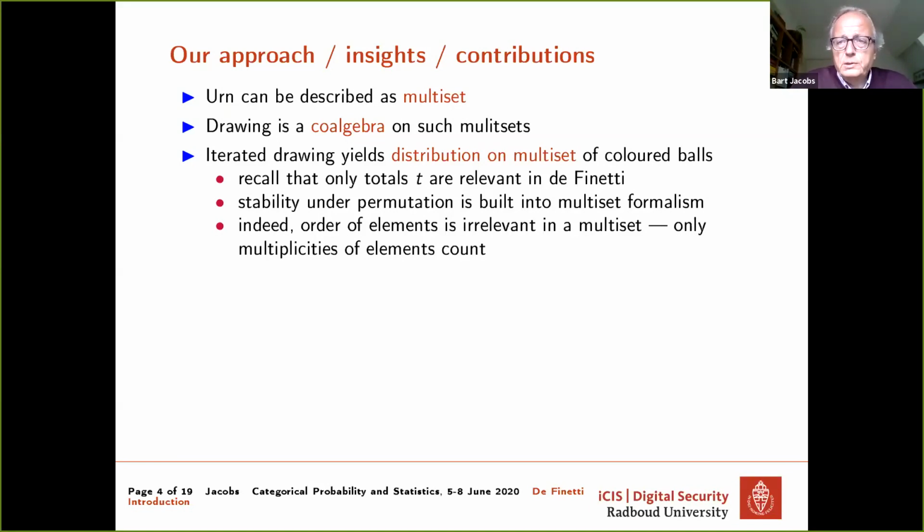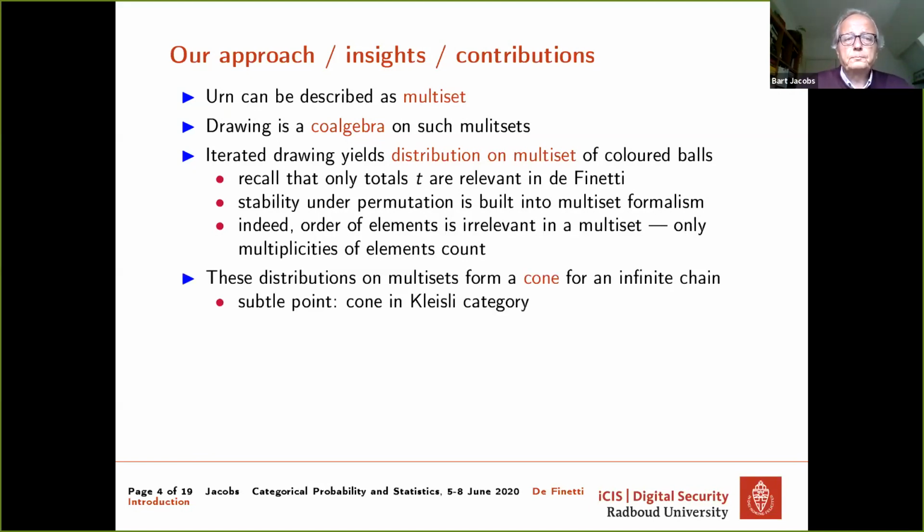And this points in the direction of using multisets here. Because indeed a multiset is a structure in which you can collect elements, in which the order doesn't matter, but the multiplicity of elements is relevant. So in comparison, in a list, the order does matter, and in a subset, the order does not matter, and also the multiplicity of elements does not matter.